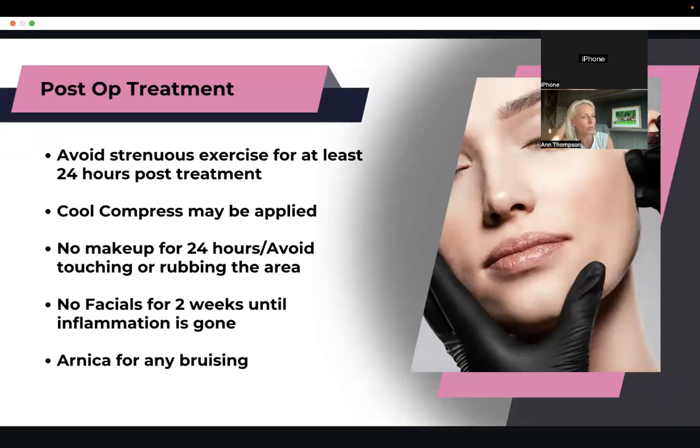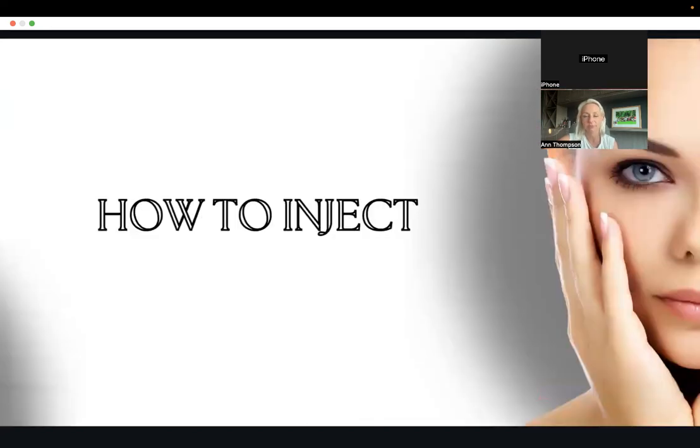Post-op treatment, you want to avoid strenuous activity for at least 24 hours. You can do cool compresses, no ice, no makeup for 24 hours, no facials for 2 weeks. And they can do arnica, either the sublingual tabs or the gel. And it really does help cut bruising time, essentially in half.